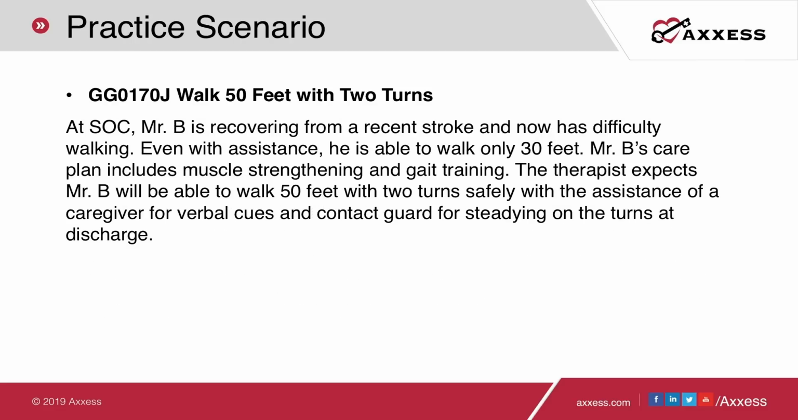Let's take this a little bit farther and look at another scenario. We haven't gone over GG0170J yet, but it's the same principle, only now we're walking 50 feet with 2 turns. So at start of care, Mr. B is recovering from a recent stroke and now has difficulty walking. Even with assistance, he's able to walk only 30 feet. Mr. B's care plan includes muscle strengthening and gait training. The therapist expects Mr. B will be able to walk 50 feet with 2 turns safely with the assistance of a caregiver for verbal cues and contact guard for steadying on the turns at discharge. How would you score GG0170J at start of care and at discharge?